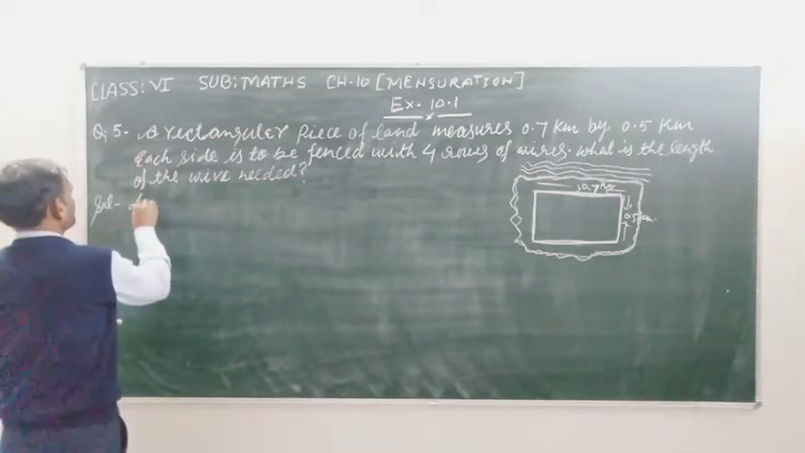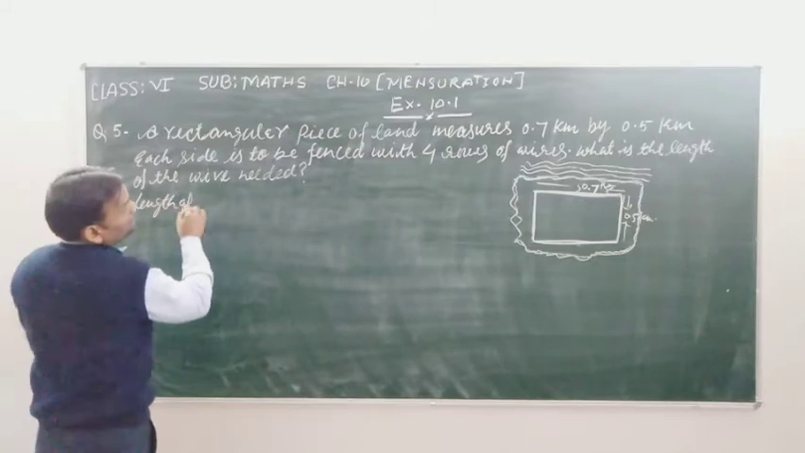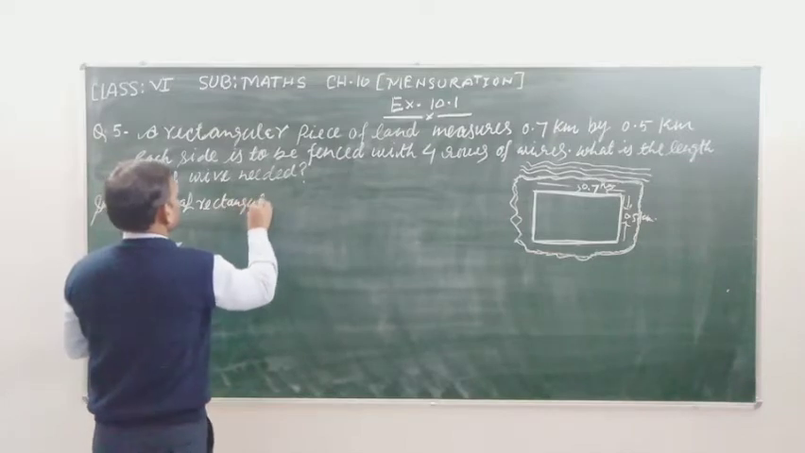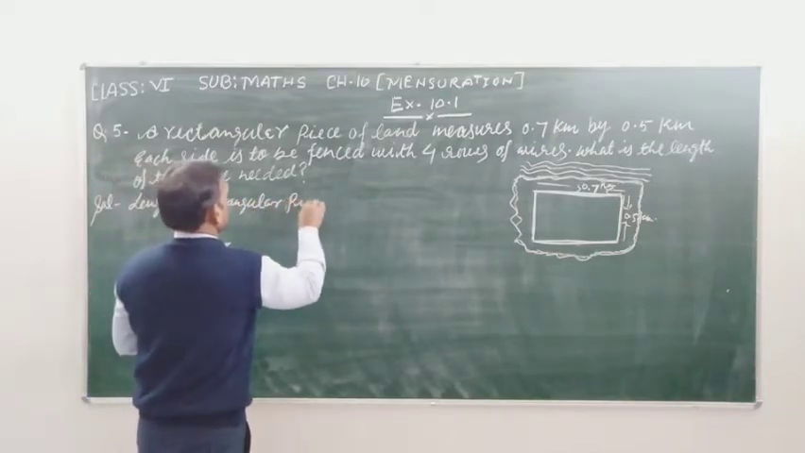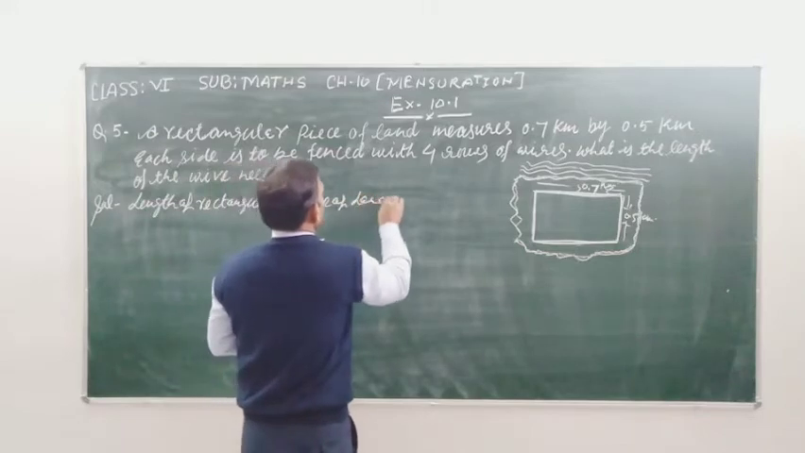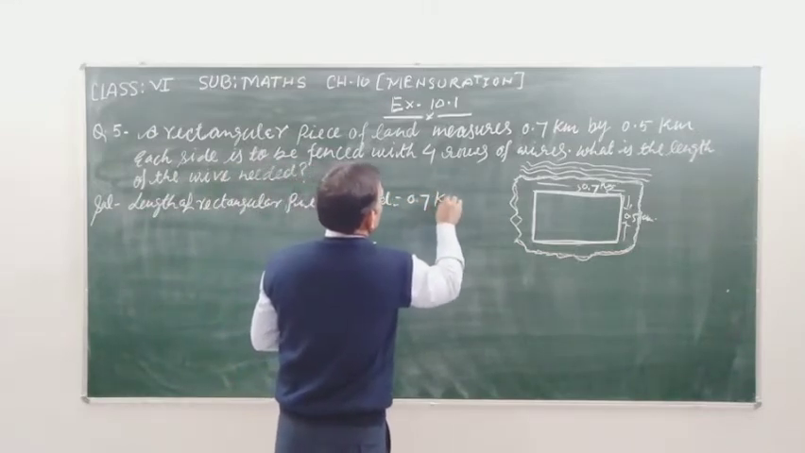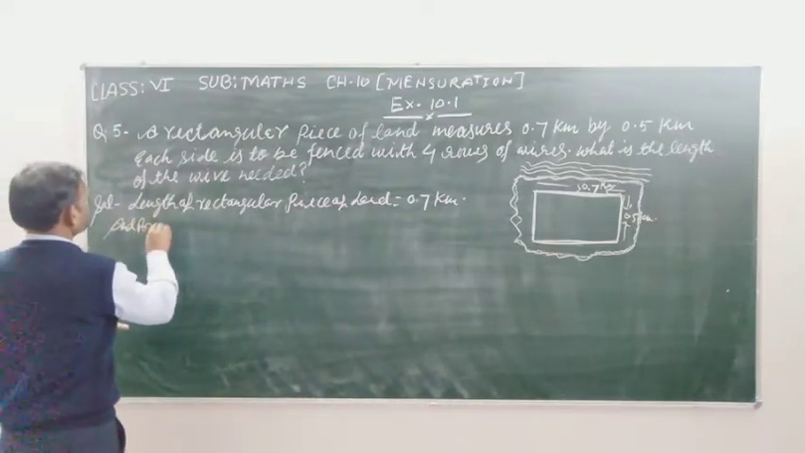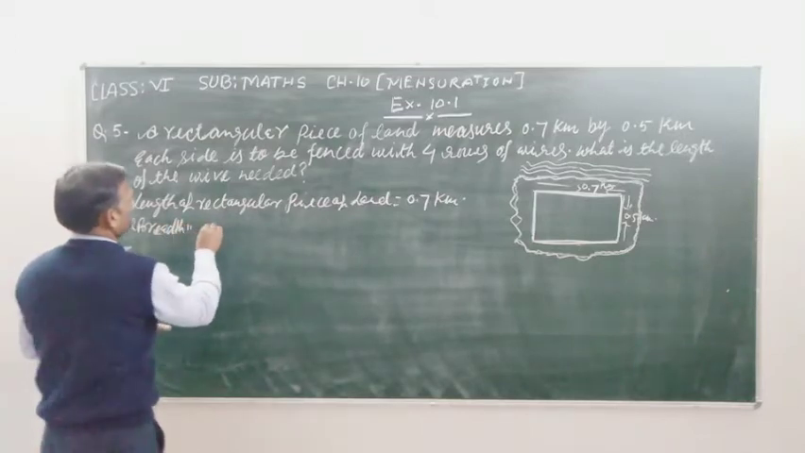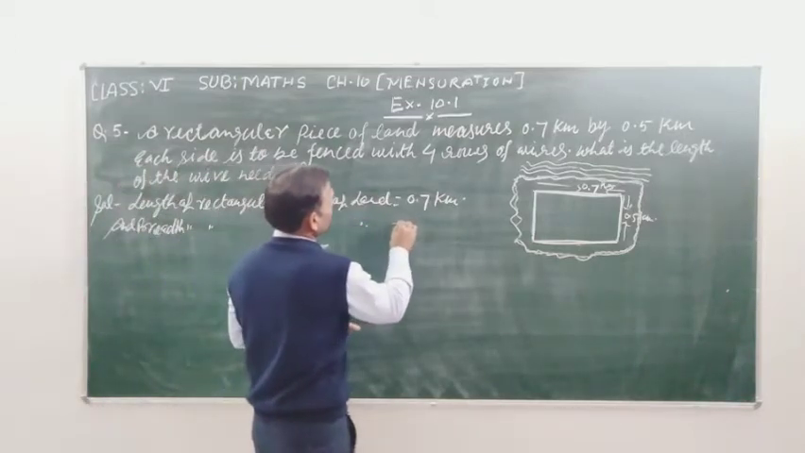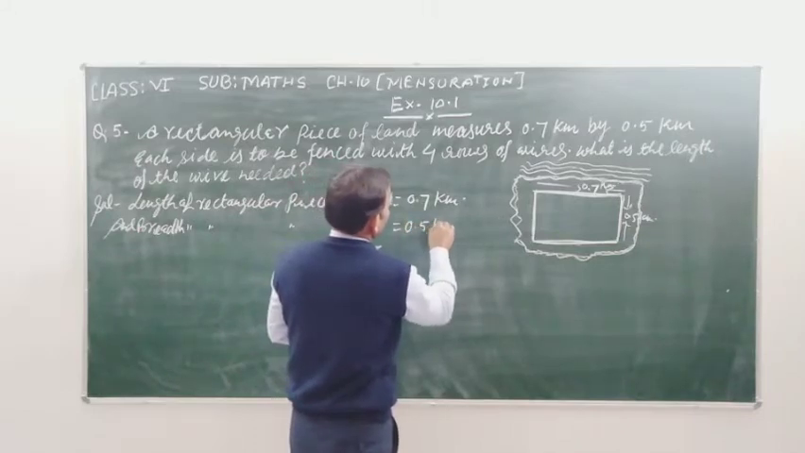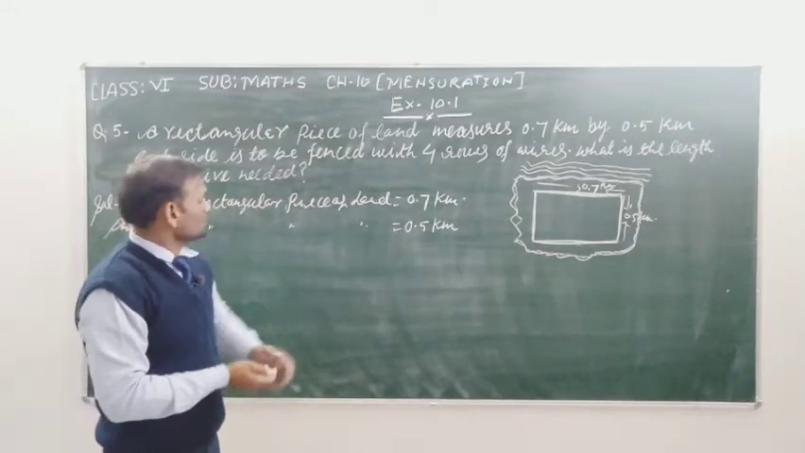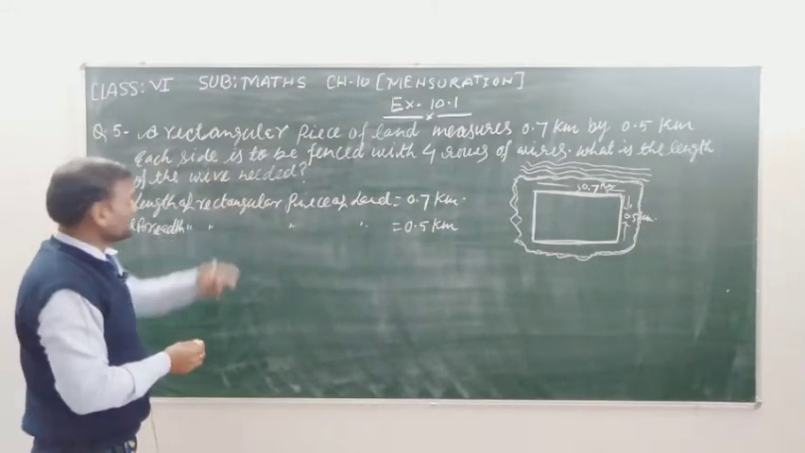Length of rectangular piece of land is equal to 0.7 kilometer and breadth of the rectangular piece of land is equal to 0.5 kilometer. It's clear? It is given in the question. So what is the perimeter of the rectangular piece of the land?